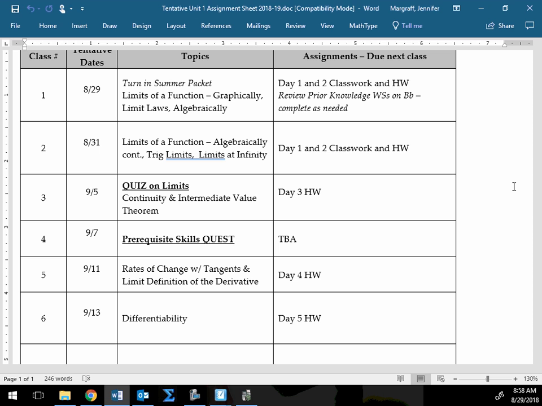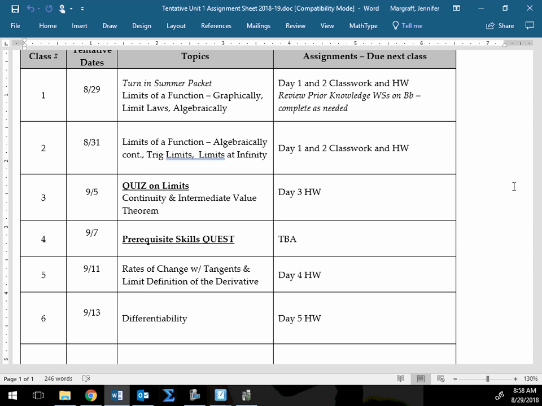So on the third day of class, we get a little short quiz on limits. Woo-hoo! It'll just be a short one, and then we'll talk about continuity and intermediate value here. You've dealt with continuity in Algebra 2 and pre-calc, so we're looking at it from a calculus perspective. And then on the 7th is a prerequisite skills quest.